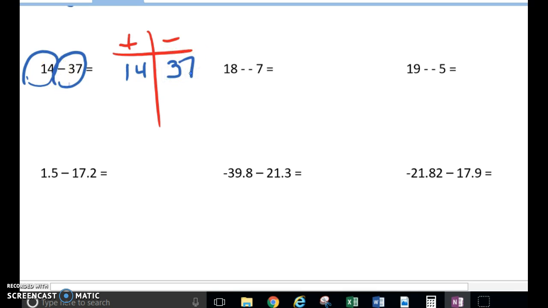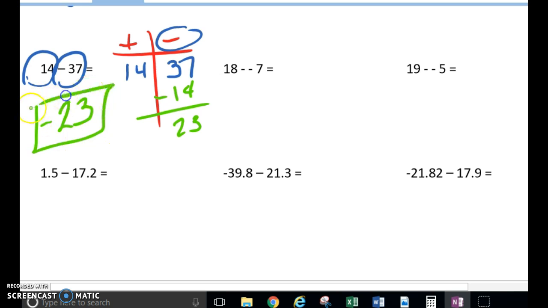So then I say, okay, which team scored most of our points? And that's the negative team. By how much did they win by? So I'm going to subtract out what the positive team scored from what the negative team scored. And I'm going to have 23 that my negative team won by. So they won by 23 points. So that's my answer. My next one, set up your scorecard first thing.